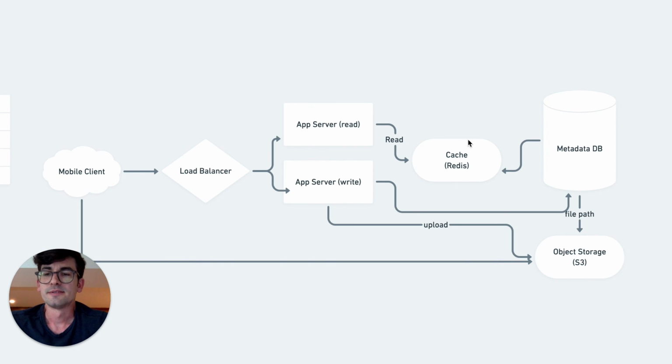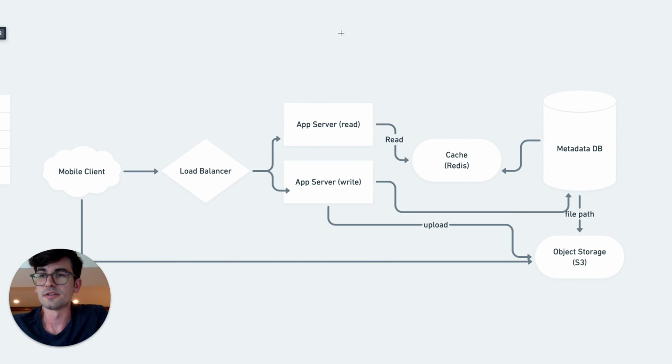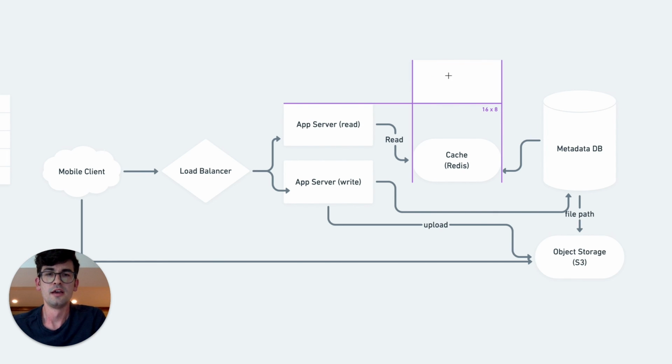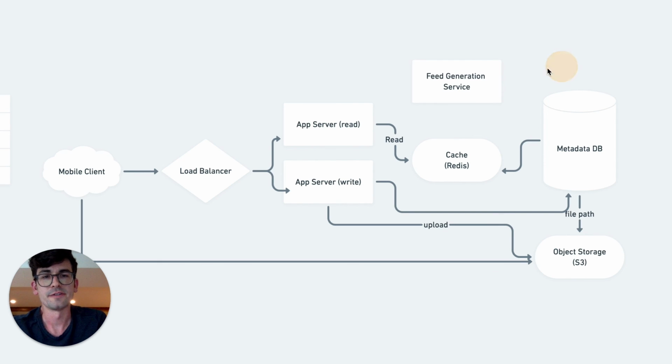And that's basically it. The one thing we haven't talked about here is the process by which we would generate a feed of images for each user. The way I would think about that is that it could be a process that happens and also gets stored in either this cache or another feed cache. And that process could be managed by this read server or by a separate service. Let's call it the feed generation service.